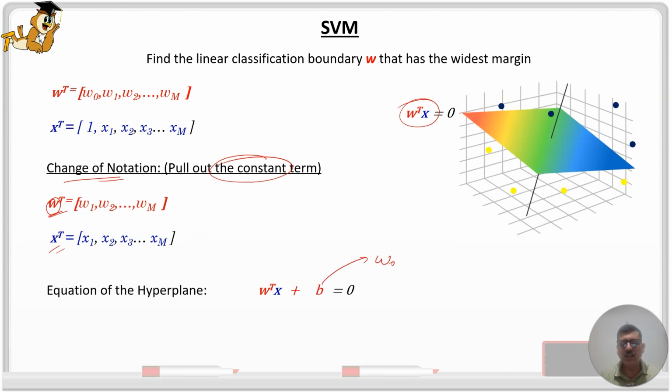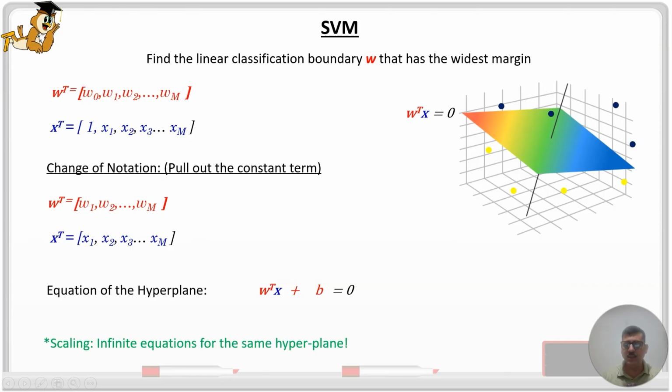So why am I renaming W0 as B? It is just to show that it is distinct from the W, because the treatment that it is going to get during the SVM derivation process is going to be different from the other W parameters. So therefore, I am going to call it by a different letter, B. But at the end of the day, this is simply a change of notation.